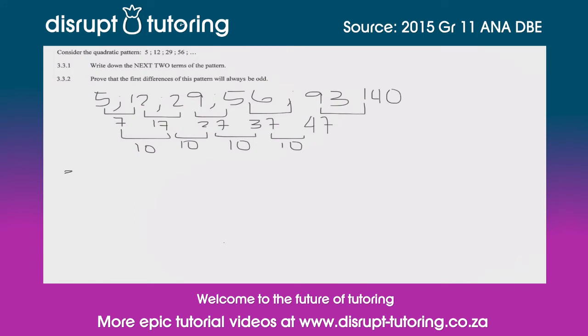So therefore, for question 3.3.1, our answer is simply going to be 93 and 140. And that gets you a couple of marks, which is great.